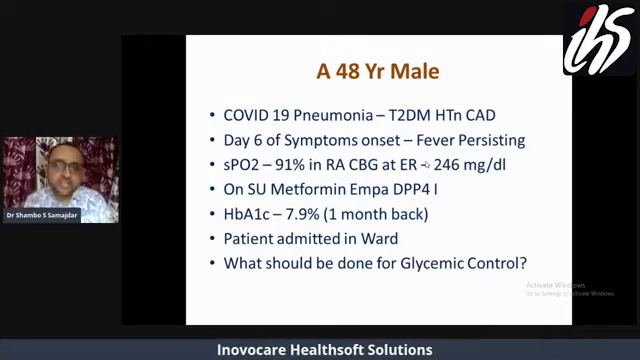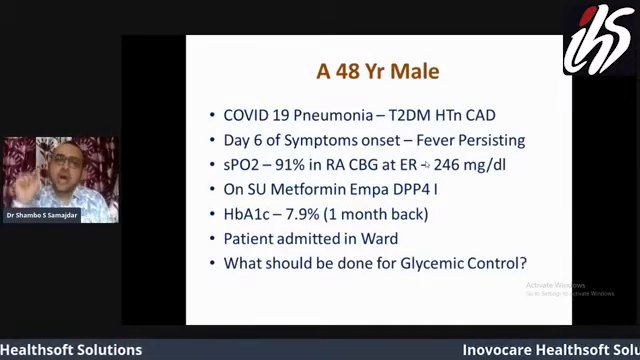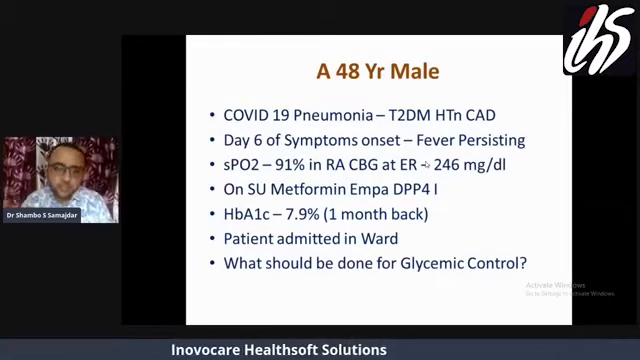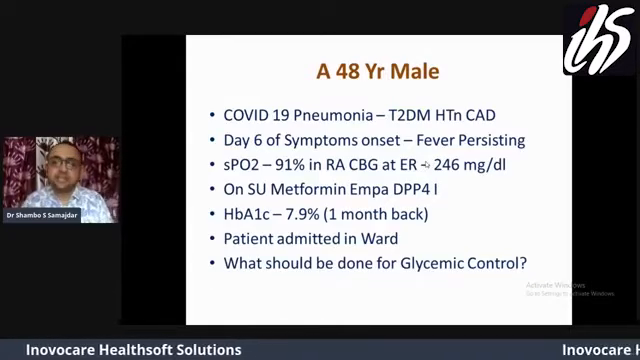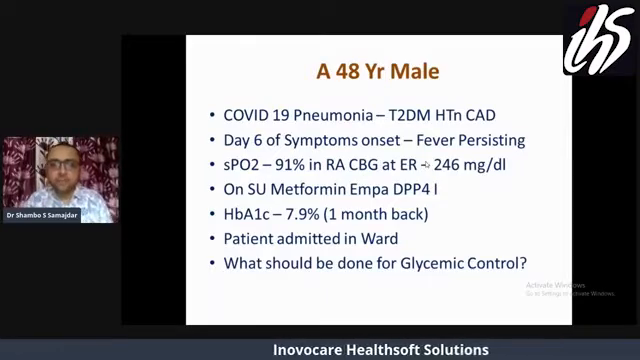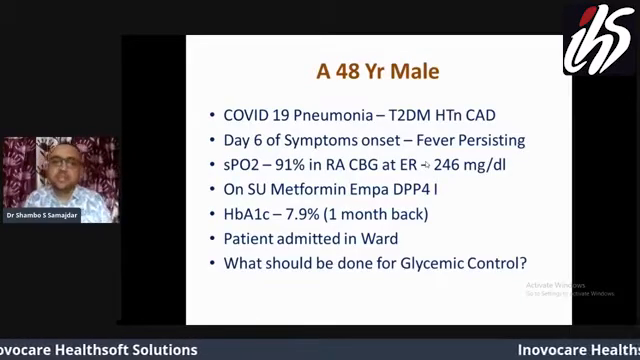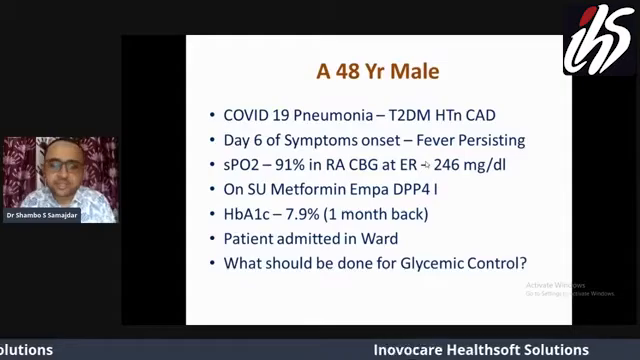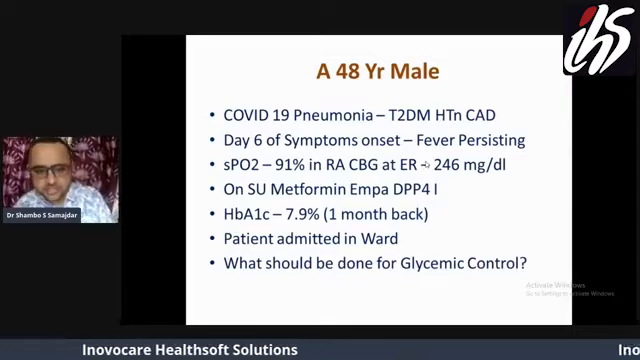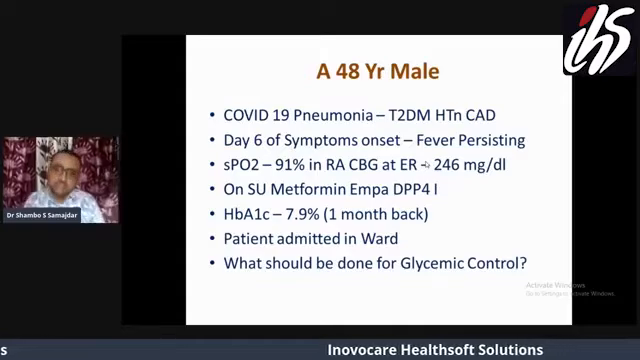So the next patient, a 48-year-old male with COVID-19 pneumonia, diabetes, hypertension, CAD, day 6 of symptom onset, fever persisting, saturation 91% in room air, CBG at emergency room 246 milligram per dL, on sulfonylurea, metformin, empagliflozin, and a DPP4 inhibitor. Along with that, there is an HbA1c report of 7.9%, not controlled. We need much more control, particularly in this patient. So the patient is admitted in ward. What should be done for glycemic control?